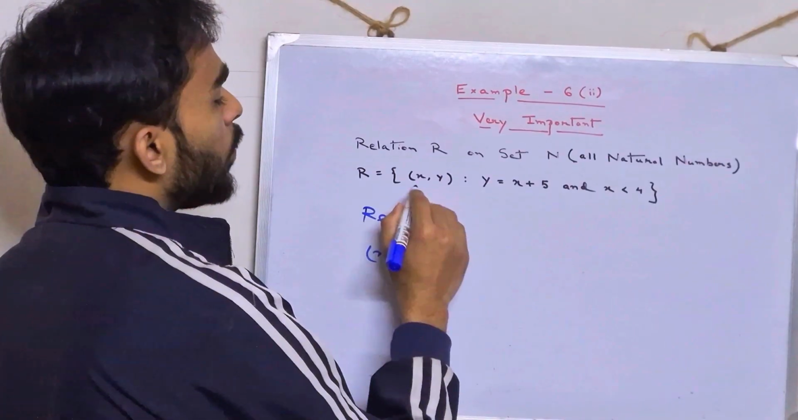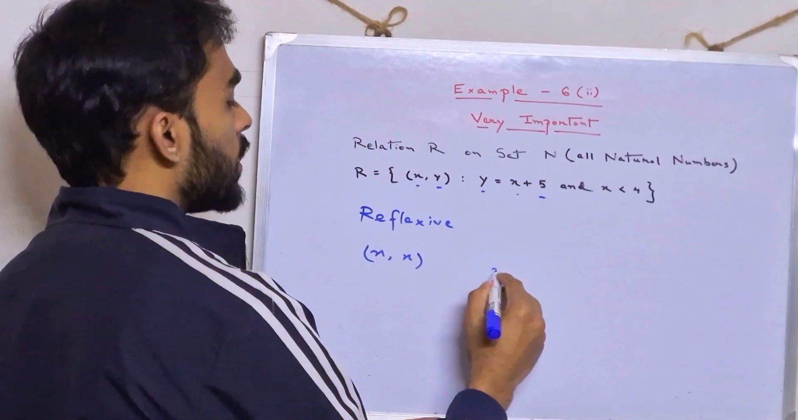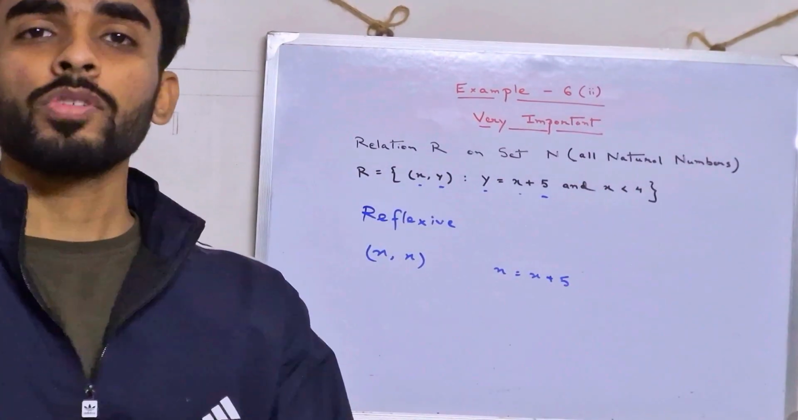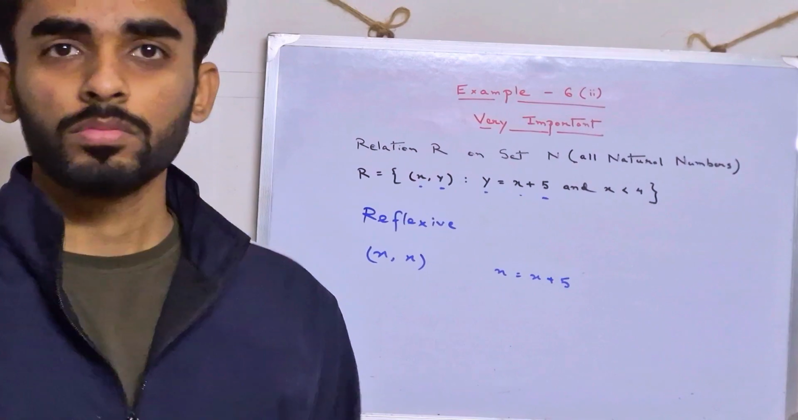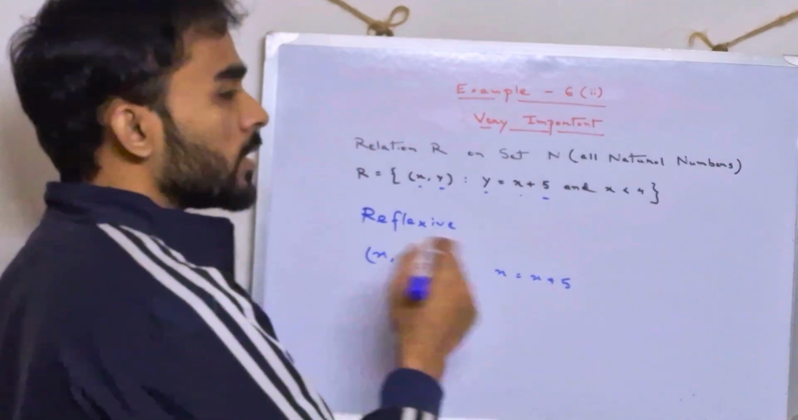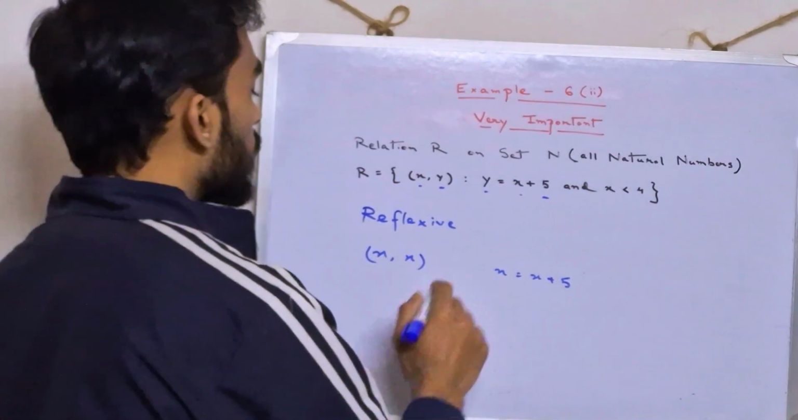Now for x comma y, the relation is given y equals x plus 5. So for x comma x, the relation will be x equals x plus 5. Tell me guys, is x equals x plus 5? No, can never be. So how will this be in the relation? This will not be in the relation. The condition does not satisfy. So this is not reflexive.